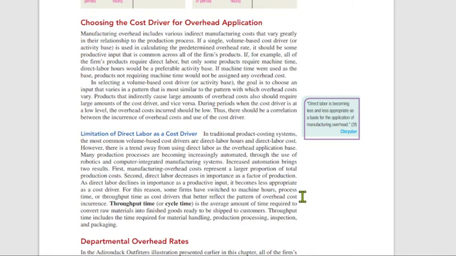Okay? What a throughput time means. So, as a reviewer, or the cycle time, ang sinasabi is, this is the average amount of time required to convert the raw materials into finished goods ready to be shipped to customers. Okay? Throughput time includes the time required for material handling, production, processing, inspection, and packaging. Okay?